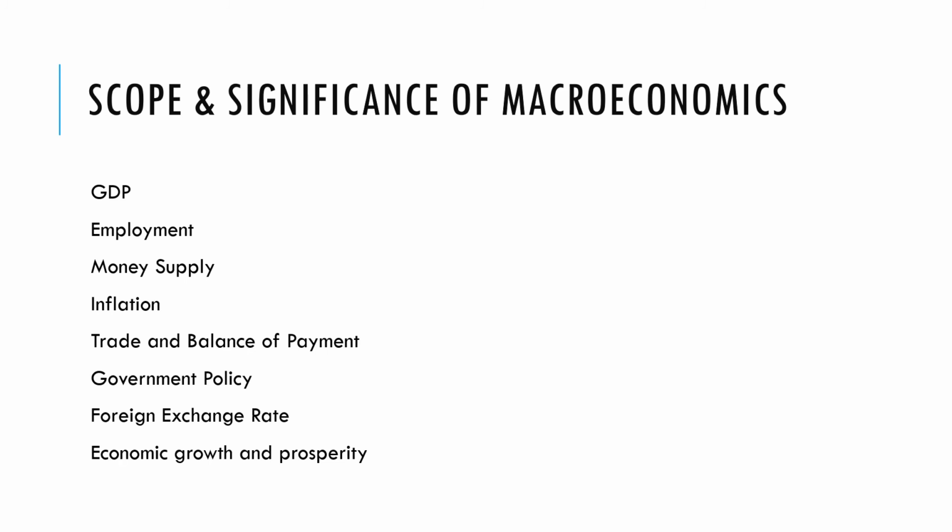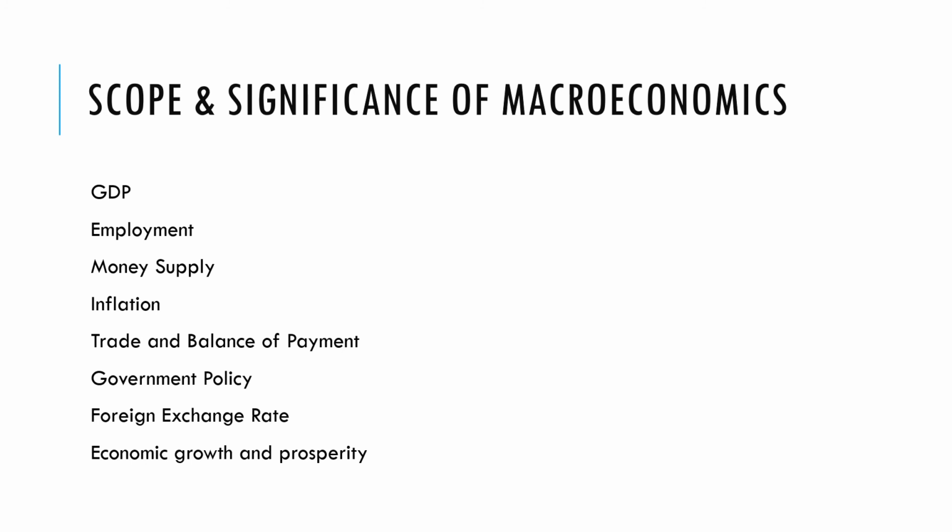Point number 5. Trade and balance of payment. The balance of payment is a statement that explains the transactions made between entities in one country and the rest of the world over a period of time, let's say a year. It explains the surplus or deficit situation for a country.